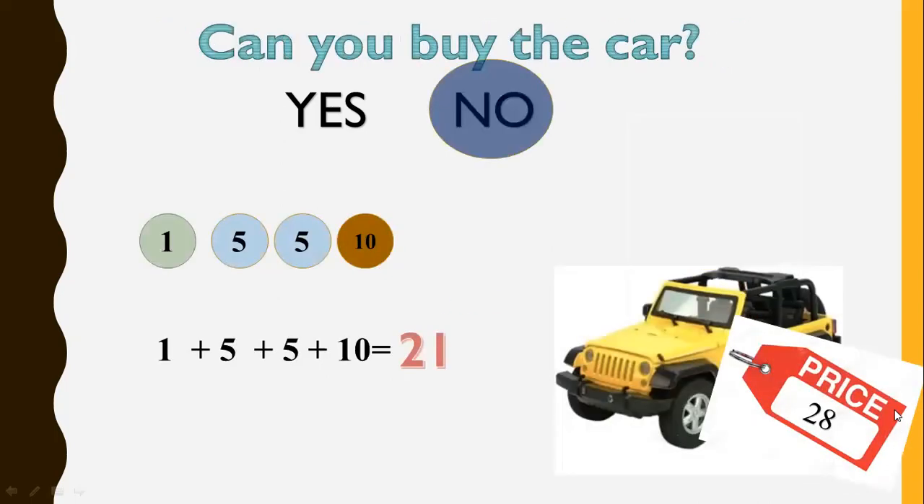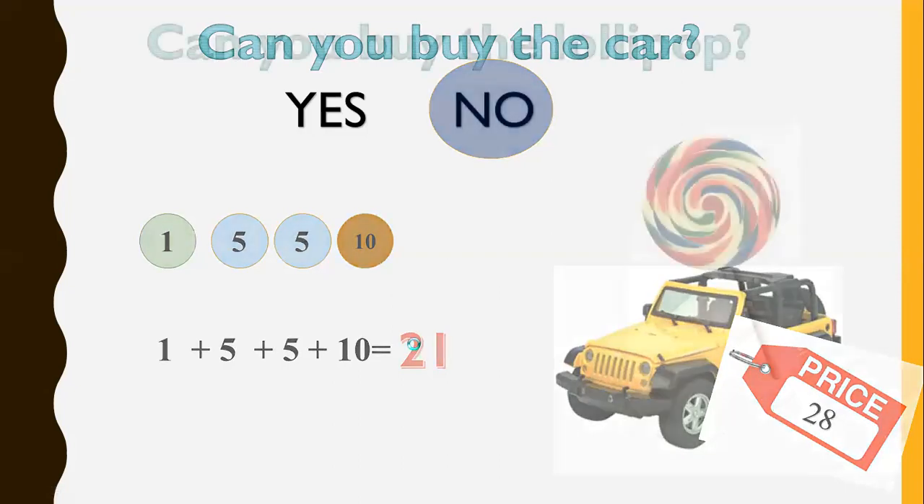28. So there is a bit of difference between the toy car price and the money that we have in our pocket. So we cannot buy the toy car with 21 reals. How much more money should we have in our pocket to buy the toy car? We should have 7 more reals in order to buy the toy car.